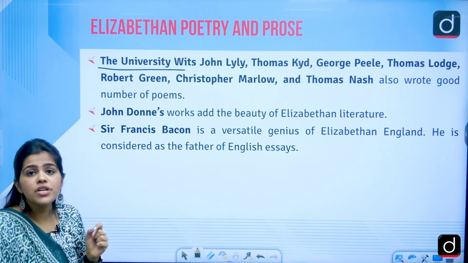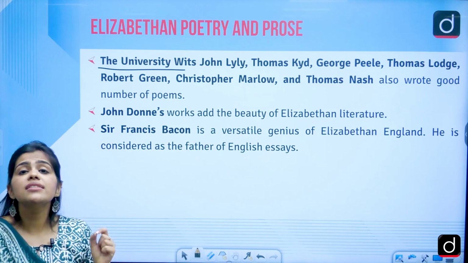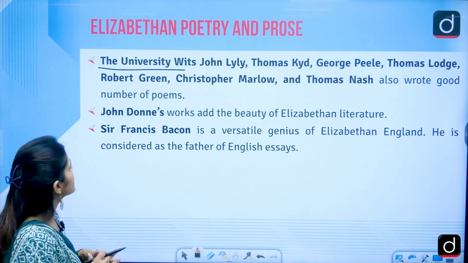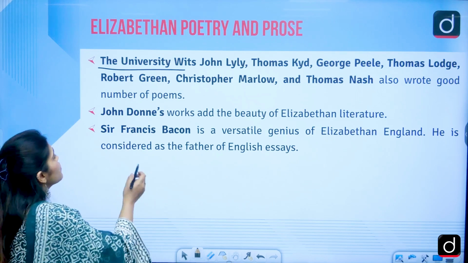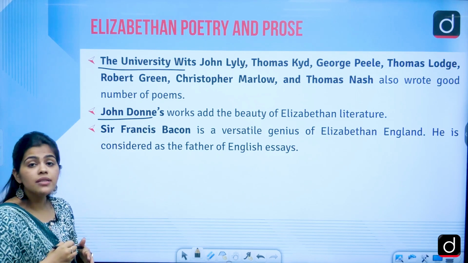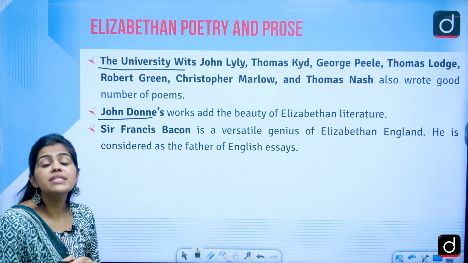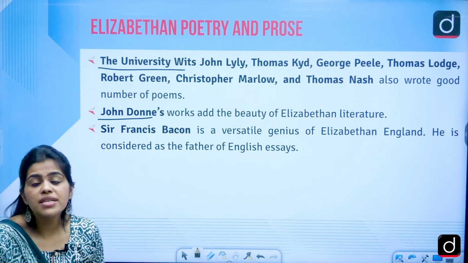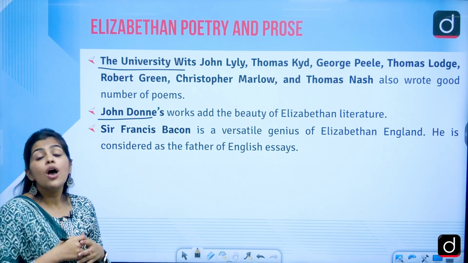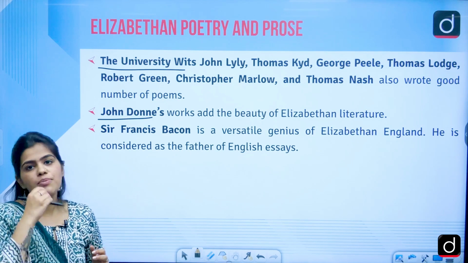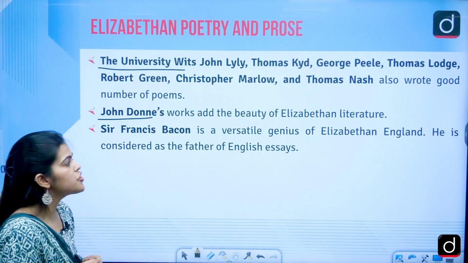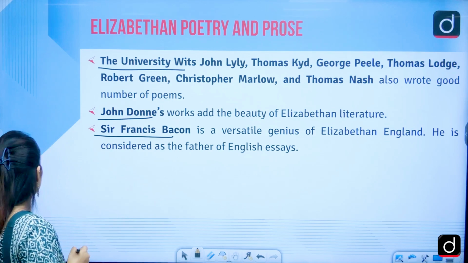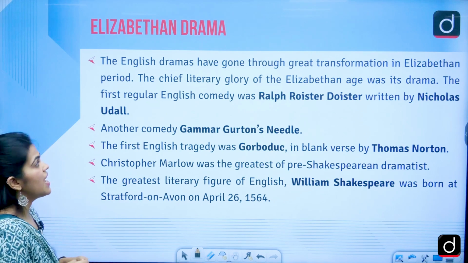Why are they referred to as University Wits? What are the different texts related to them? These are some important questions that we'll be dealing with. Then we'll be studying about John Donne, a very important figure. We'll be studying all the poetry related to John Donne. Why is he so famous? Why is he using conceits? Why is he such an important writer in the history of English literature? Then Francis Bacon, also someone very important who wrote a number of essays.